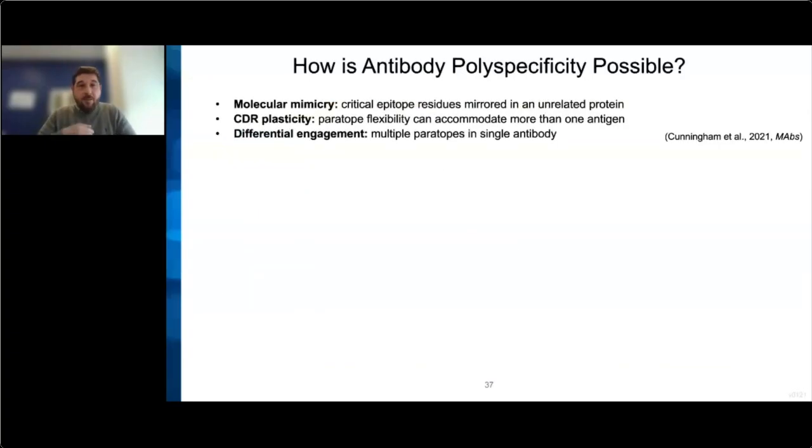So first, how is antibody polyspecificity even possible on a molecular level? Well, there are some principles that can contribute to this, including molecular mimicry, where a critical epitope is mirrored in an unrelated protein; CDR plasticity, where flexibility in the paratope in native conformations can accommodate more than one antigen; or even differential engagement, where multiple paratopes exist on a single antibody, essentially creating polyspecificity with just the existing CDRs.